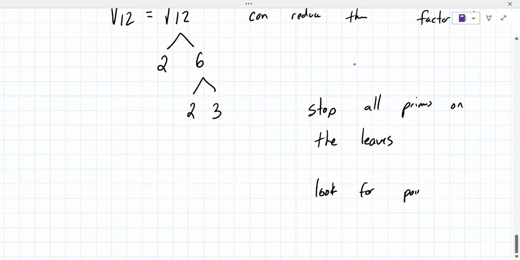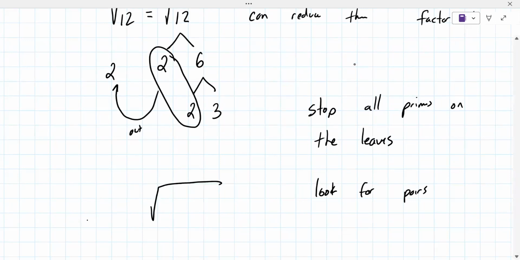You know, I like folding up my socks. I like them to be in pairs. Is that a pair? Yeah, that's two, two. So I circle the pairs and you can bring a two out. When I say out, your answer has a part that's outside the root and a part that's inside the root, or numbers that go outside versus inside. So we'll put the 2 outside and then the 2 inside.